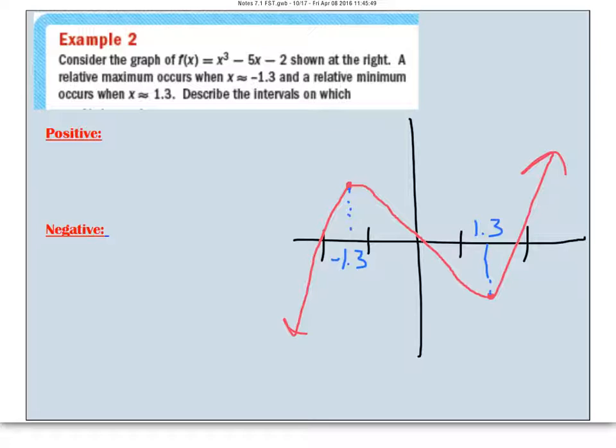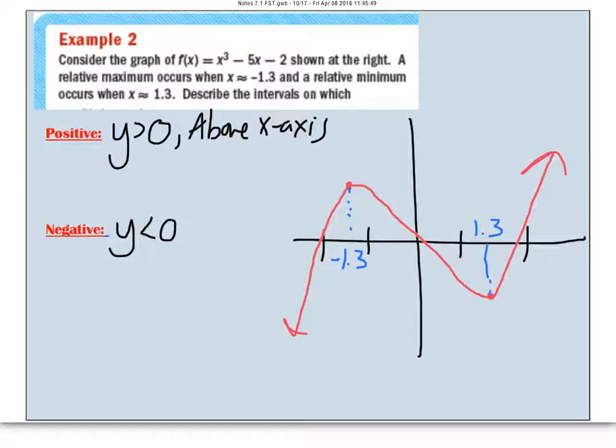Okay, let's continue on. This time I want to add 2 more vocabulary words. Let's talk about what it means to be positive and negative. To be positive means the y's are greater than 0, and to be negative means the y's are less than 0. So the positive is going to be above the x-axis, and the negative is going to be below the x-axis. So if we get some colors out and highlight this, let's talk about where the function's positive.